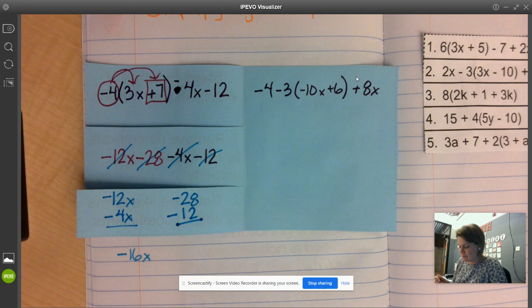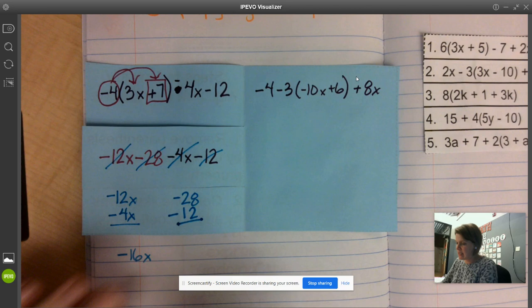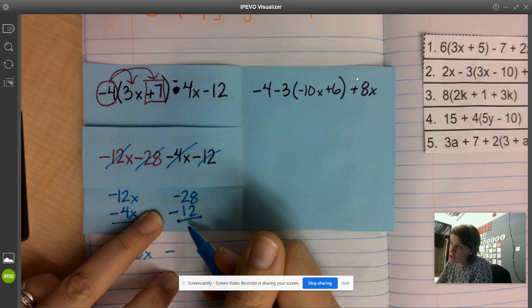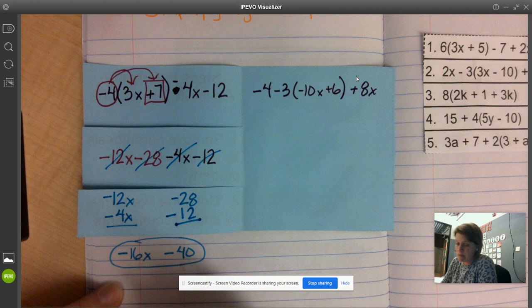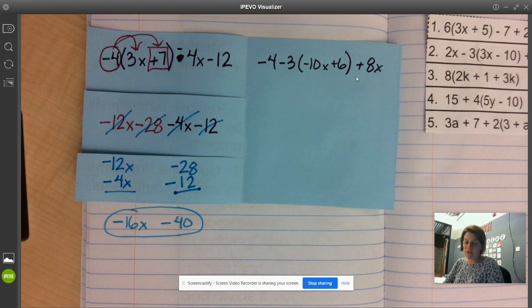I have a bunch of negatives again, so I know my answer is going to stay negative, and then I combine those, and 2 plus 28 is 30, plus 10 is 40, and it'd be negative 40, and this is your simplified. That's as far as you can go. A negative 16x minus 40, so that's it. That's all you do, and that's your final answer. Okay? All right. Let's look at another one.